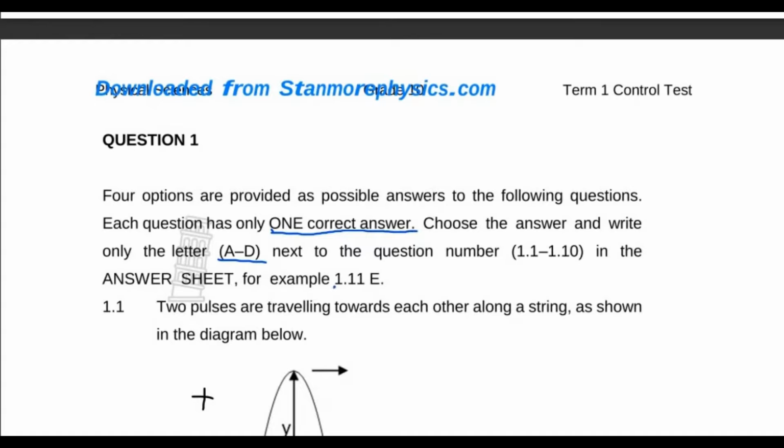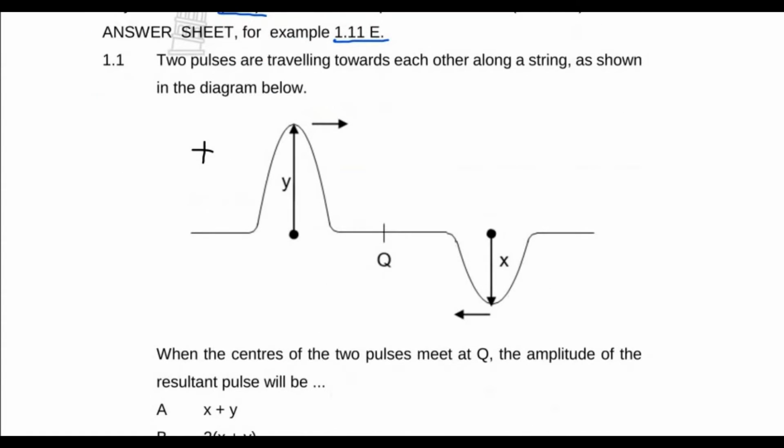Now they have shown you an example, right? So let me just scroll down. So here we are told that 2 pulses, 1.1, 2 pulses are traveling towards each other along a string, as shown in the diagram below. So we have the first pulse, let's call this pulse 1 or P1, and then we have another pulse 2, call it P2.